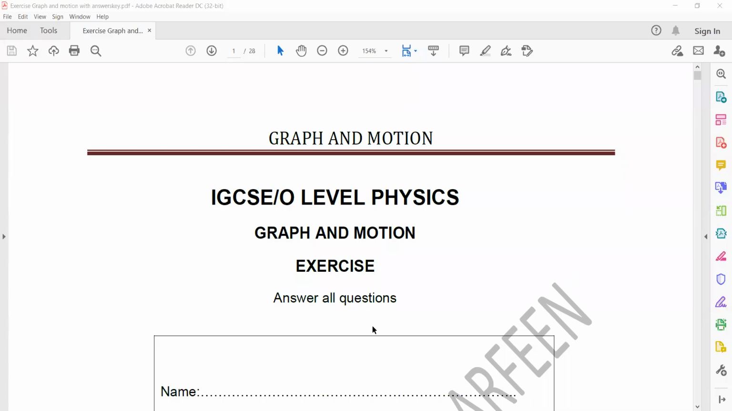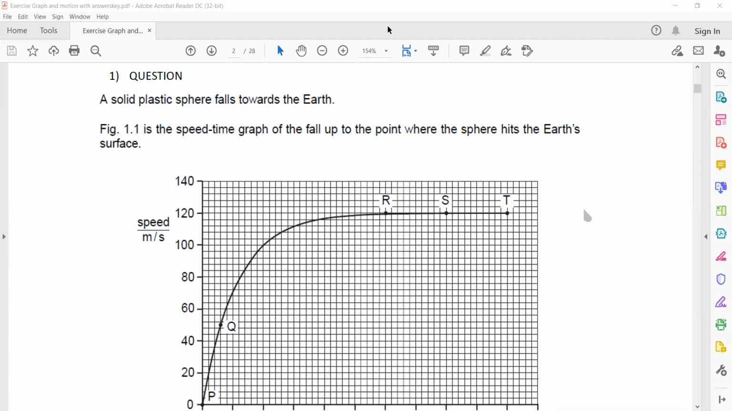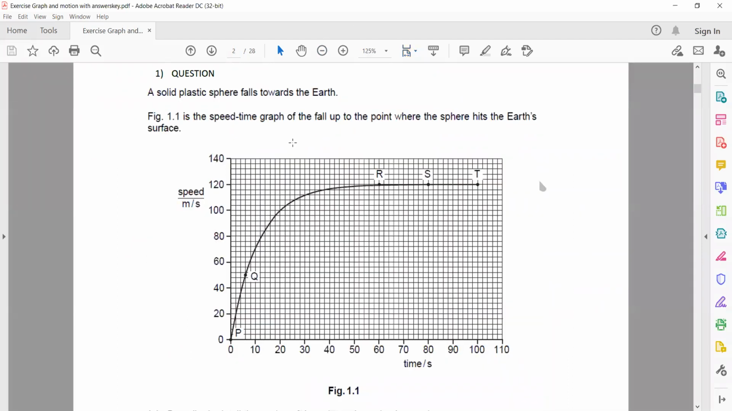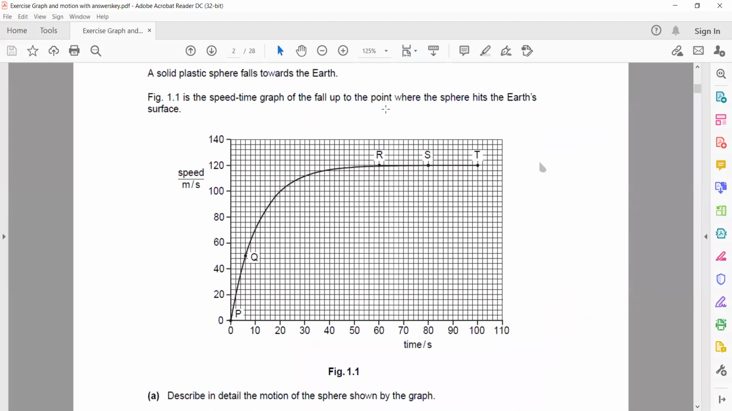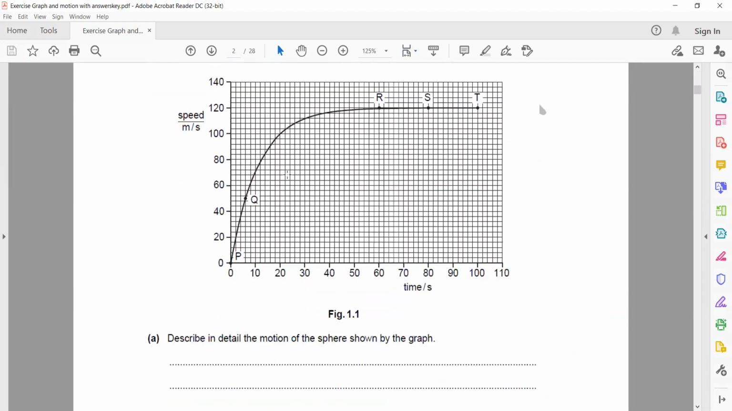So this is the weekly homework about the graphs and the motion as we completed this topic in the last session. In question 1, a solid plastic sphere falls towards the earth. Figure 1.1 is a speed time graph for the fall, up to the point where the sphere hits the earth's surface. Describe in detail the motion.